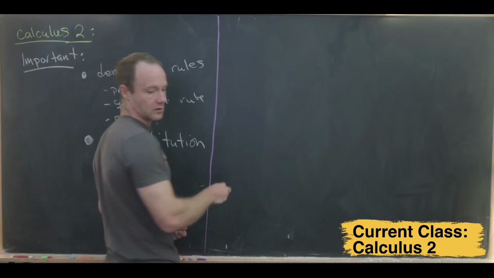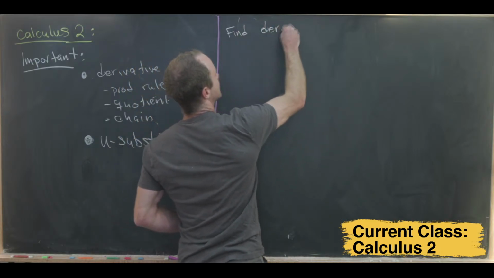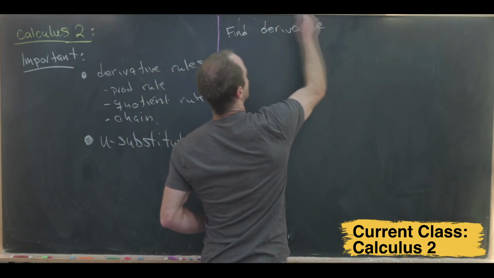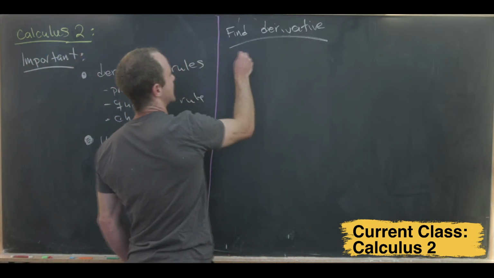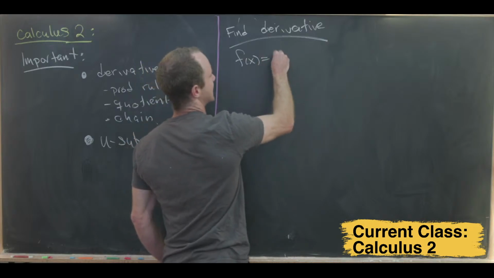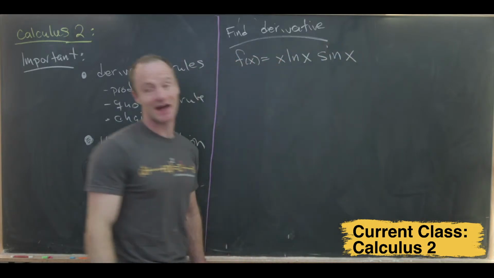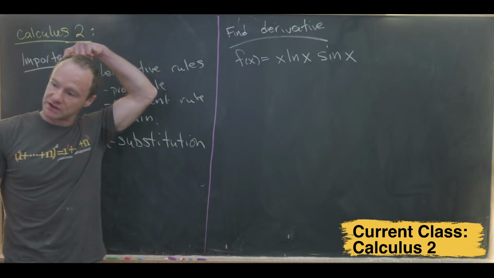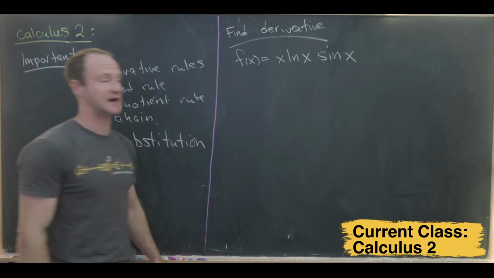Okay, so maybe let's find the derivative of the following function. Let's say f of x equals x times the natural log of x times the sine of x. So here we'll have to use the product rule. Really, the product rule 3 times.